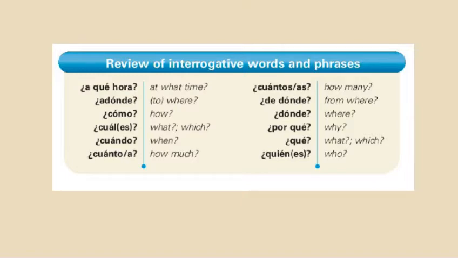Just a quick review of the interrogative words and phrases. "¿A qué hora?" At what time? "¿A dónde?" To where? "¿A dónde vas?" To where are you going? "¿Cómo?" How? Like, "¿cómo estás?" "¿Cuál? ¿Cuáles?" Which, which we just looked at. "¿Cuándo?" When? "¿Cuánto? ¿Cuánta? ¿Cuántos? ¿Cuántas?" How much? Or how many? "¿De dónde?" From where? "¿Dónde?" Where? "¿Por qué?" Two separate words, accent mark on the e. Why? "¿Qué?" What? Or could also sometimes be which. "¿Quién?" Who? Or "¿quiénes?" Plural for who.